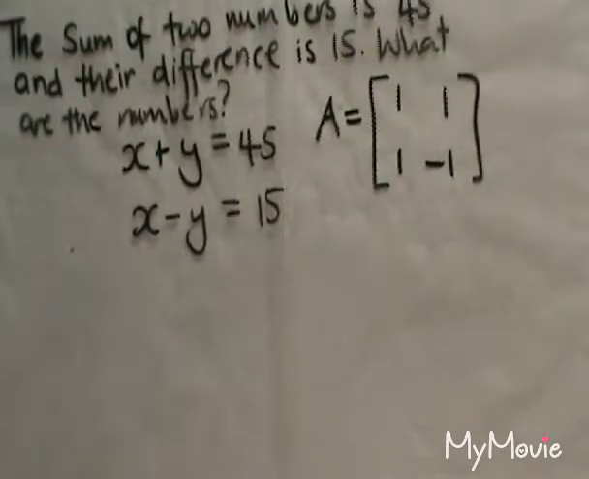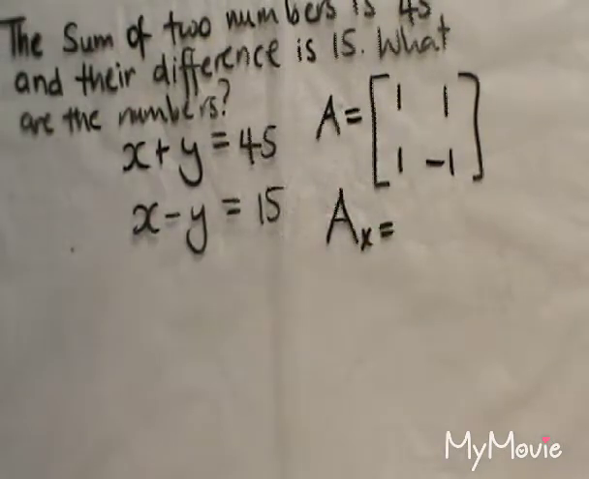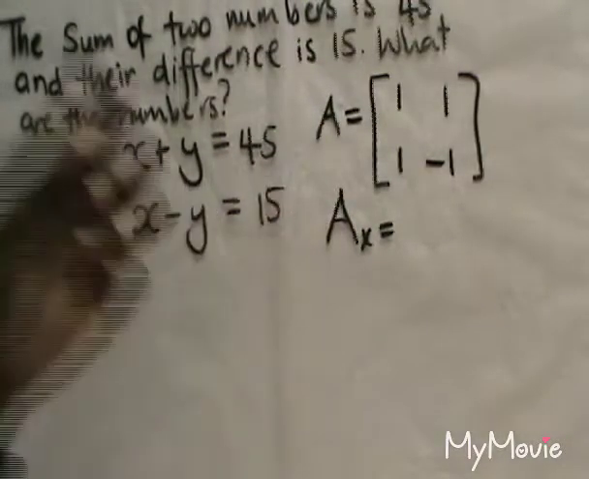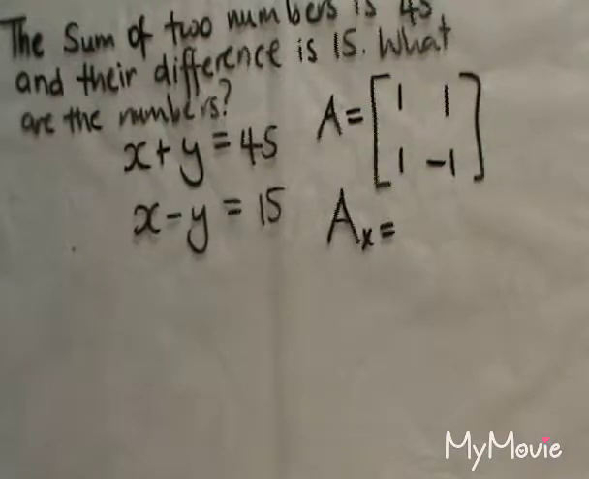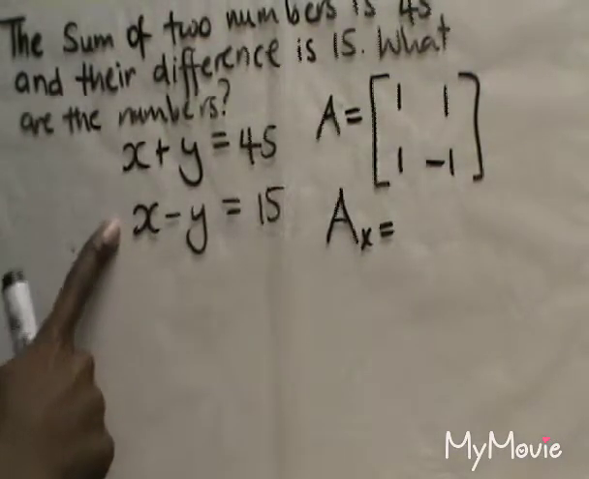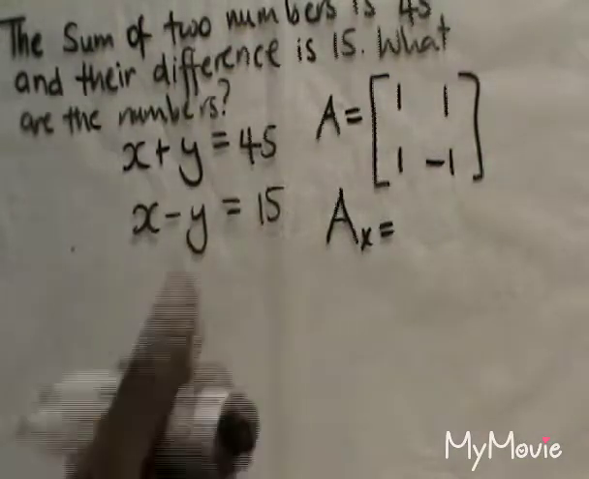Okay, then we need this matrix over here, AX. This matrix here, remember how we get it? Our column that represents the x coefficient, so the coefficients of x, which is 1 and 1, we would replace them with these numbers that we have over here, 45 and 15.